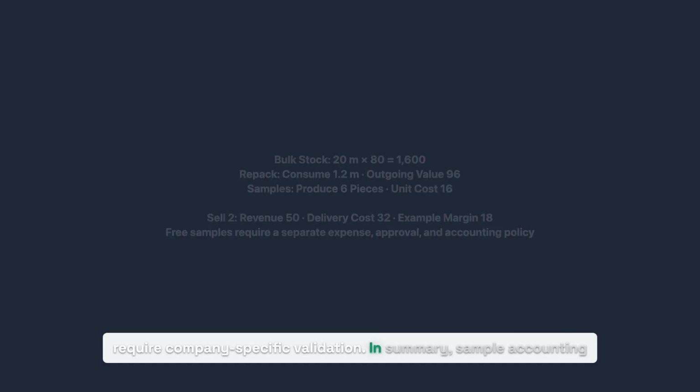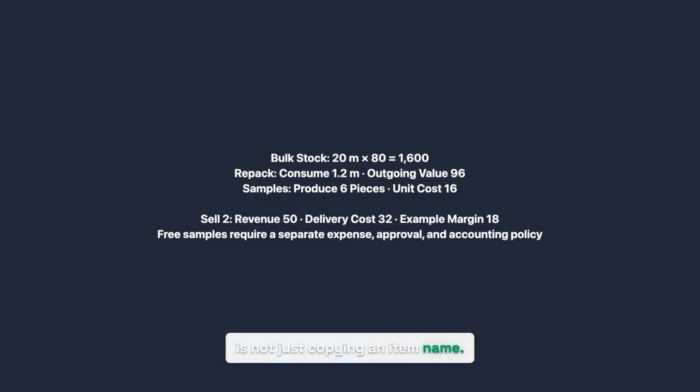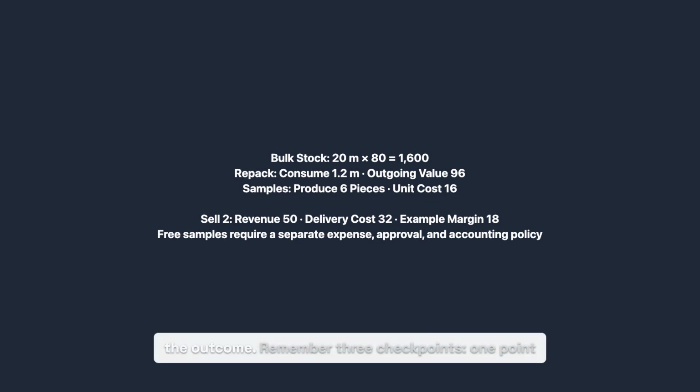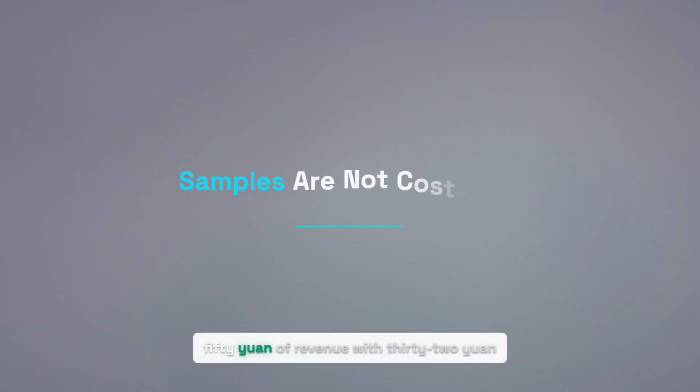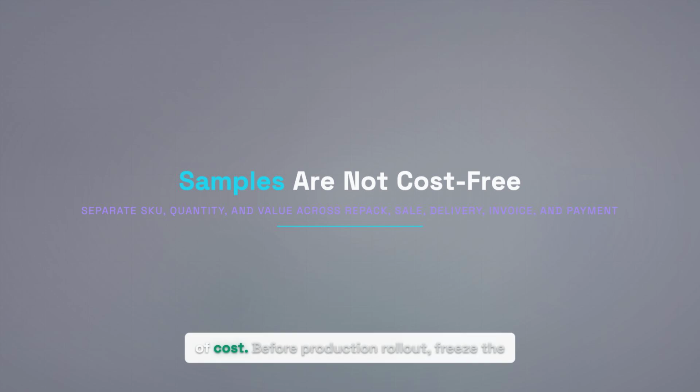In summary, sample accounting is not just copying an item name. Use a separate SKU for quantity, use repack to transfer real cost, and use sales, delivery, invoicing, and payment to trace the outcome. Remember 3 checkpoints. 1.2 meters becomes 6 samples, 96 yuan remains conserved, and 2 paid samples generate 50 yuan of revenue with 32 yuan of cost. Before production rollout, freeze the coding rule, free sample policy, approvals, and accounting treatment with the finance team.